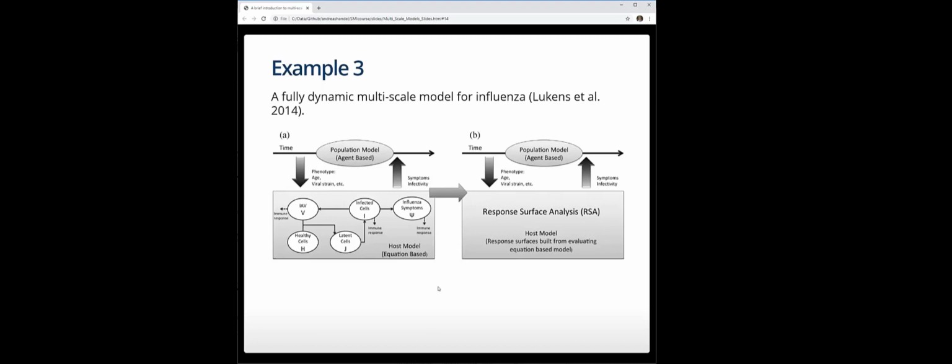Again, they're still somewhat rare because they're complicated to build. You have to build an agent-based model, and inside each agent, you have to put the individual dynamics. And those kinds of models also take rather long to run. So I haven't seen too many of them yet.